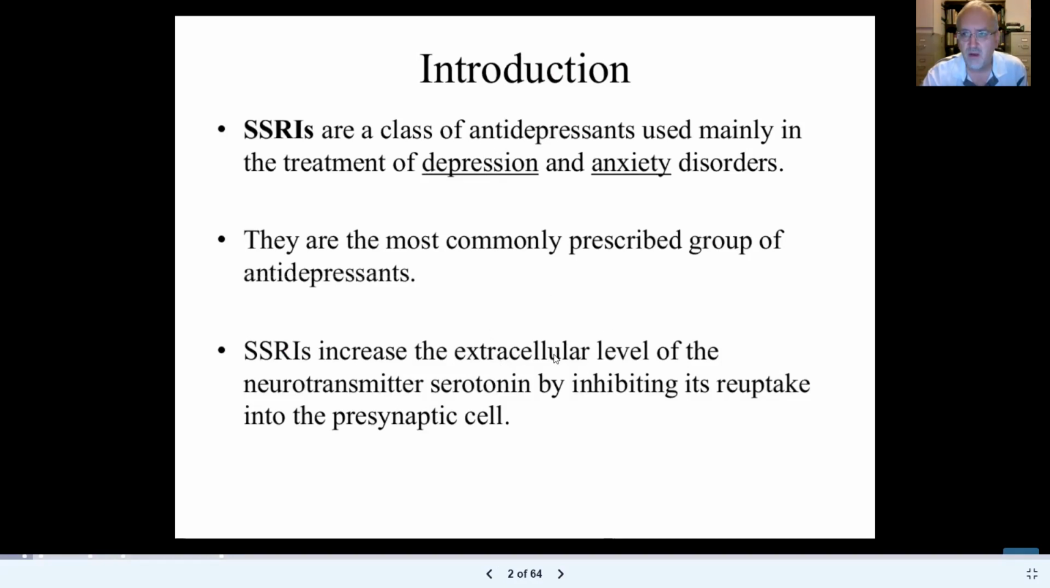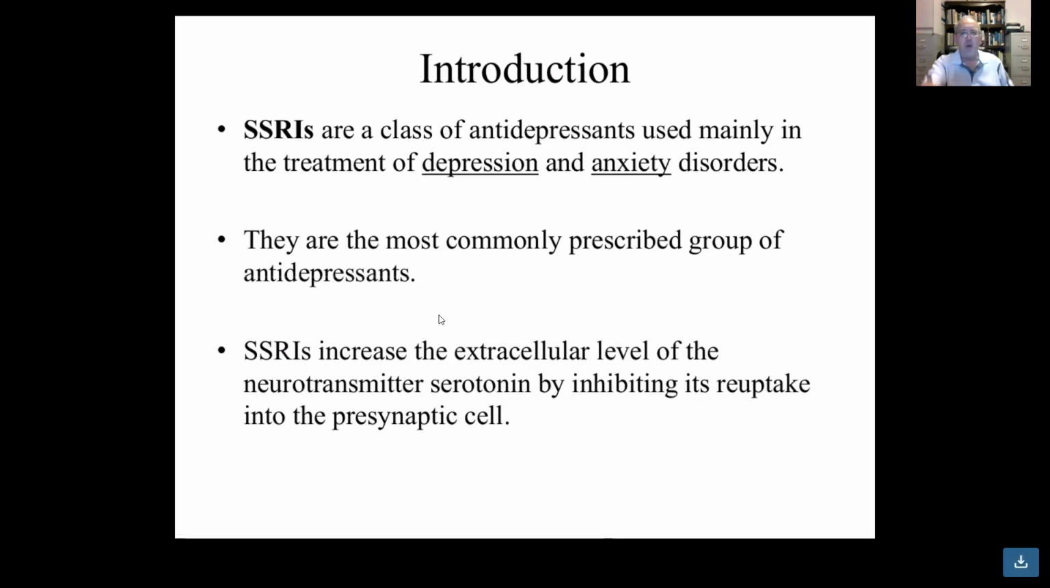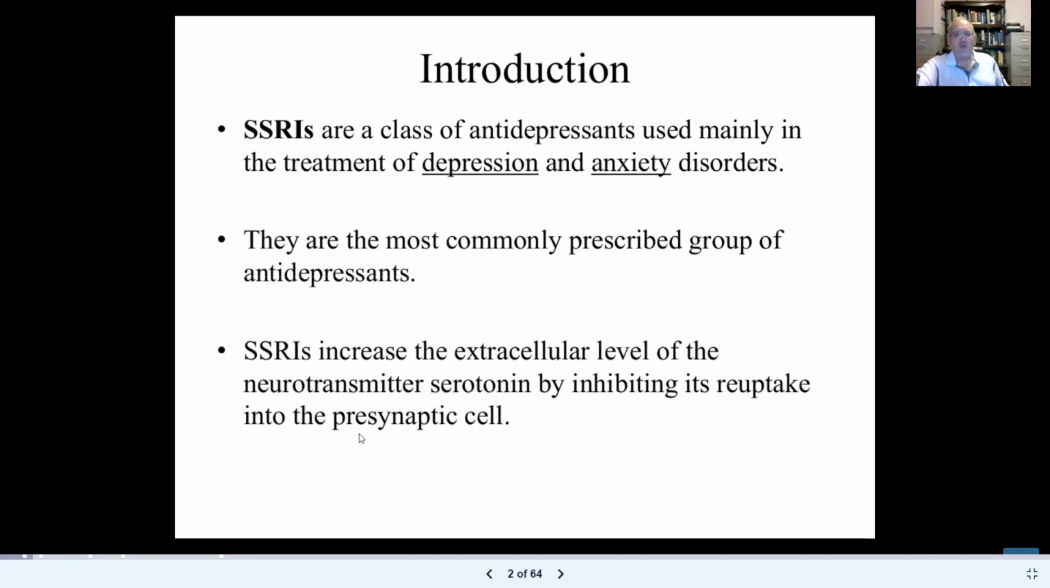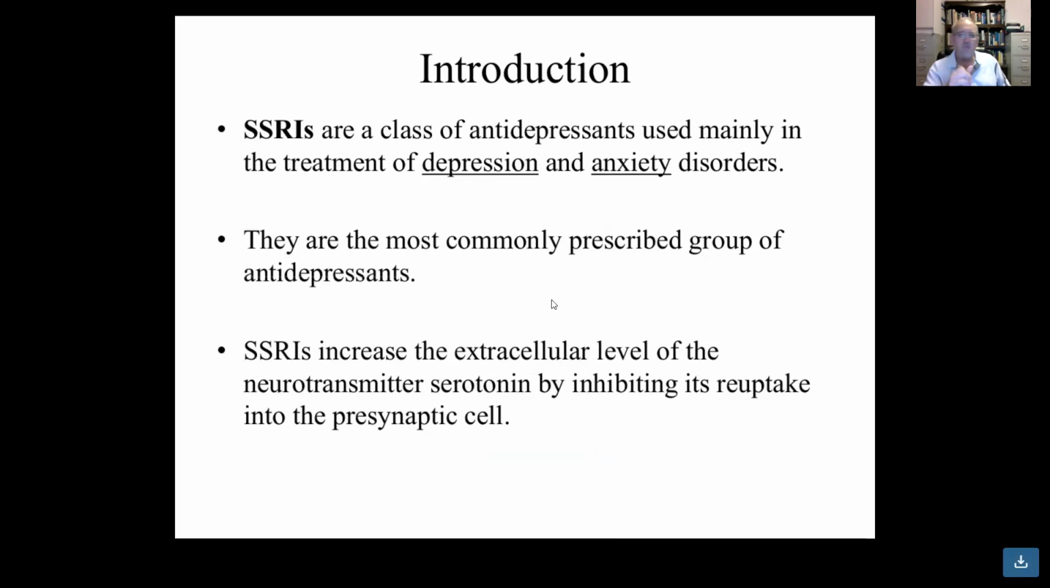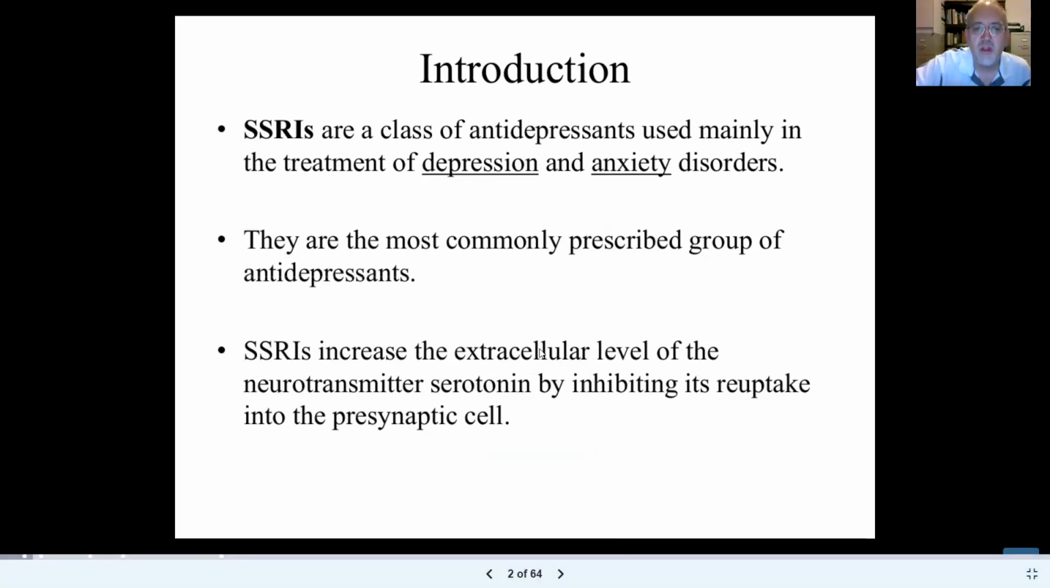It increases the extracellular level. Remember we said this is what it does. Reuptake inhibitors, which are a common type of medication, will increase the amount of a neurotransmitter that is in the brain. So what happens here is because it inhibits, it increases the amount of a neurotransmitter in the brain, the extracellular, outside of the cell level of a neurotransmitter, by keeping it from being reuptaken into the presynaptic cell.